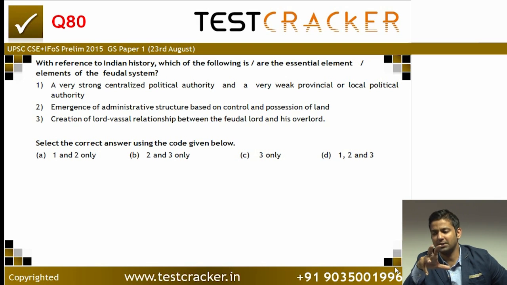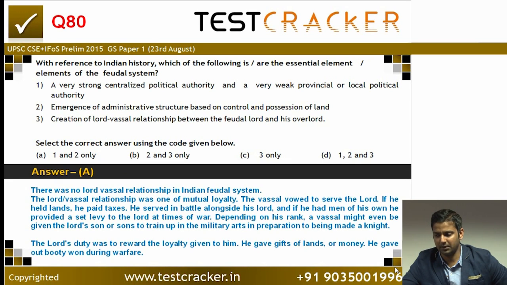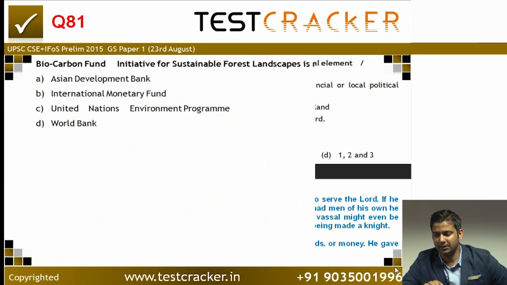which you would otherwise probably be thinking, why should it be correct? A very strong centralized political authority and a very weak provincial or local political authority. But if you think, except for a few years where the Mughal emperors were weak and the provincial local leadership became very strong, usually you would find it to be centered in Delhi. The leadership was strongly centered in Delhi. So, therefore, that will make 1 correct. The correct answer here will be 1 and 2 only. Statements 1 and 2 are correct. Option A is the first one.